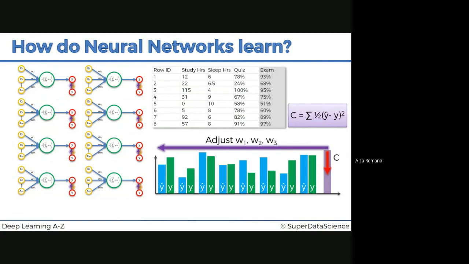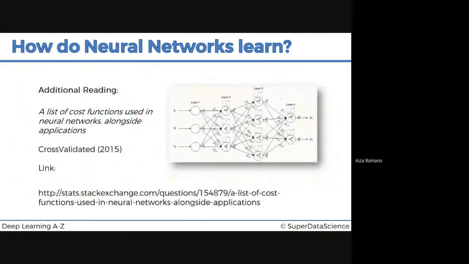So some additional reading that you might want to do for the cost function that we've just talked about, and there are many different ones. A good article is located on Cross Validated. It's called a list of cost functions used in neural networks, alongside applications. The URL is there. You can Google for that exact search phrase, and this one will be the first one that pops up. It's got some good examples and use cases for different cost functions. So if you're interested to learn more about cost functions, check out this article.